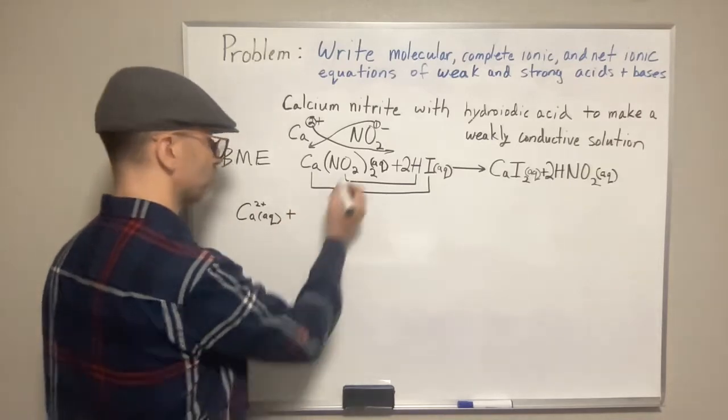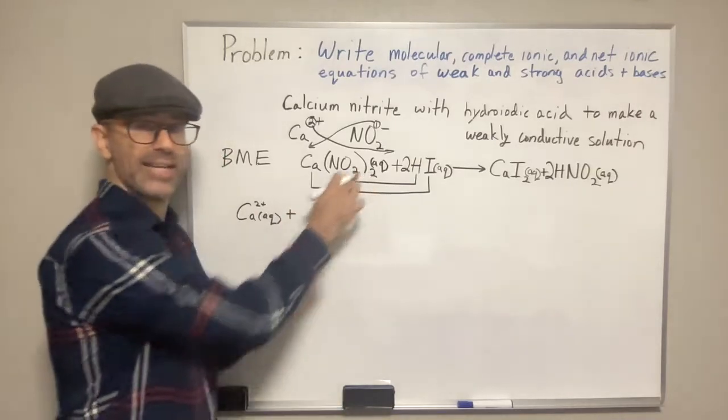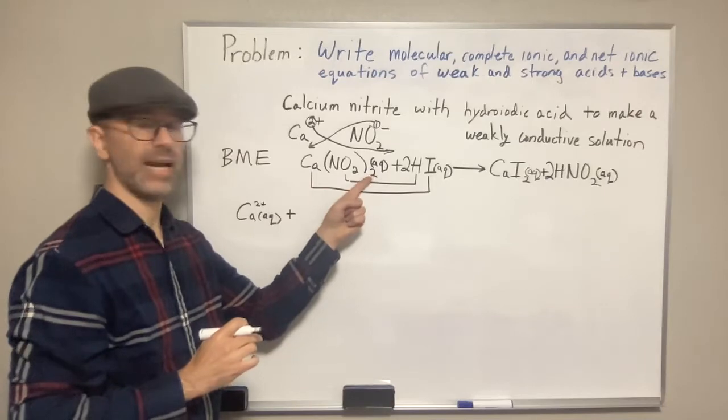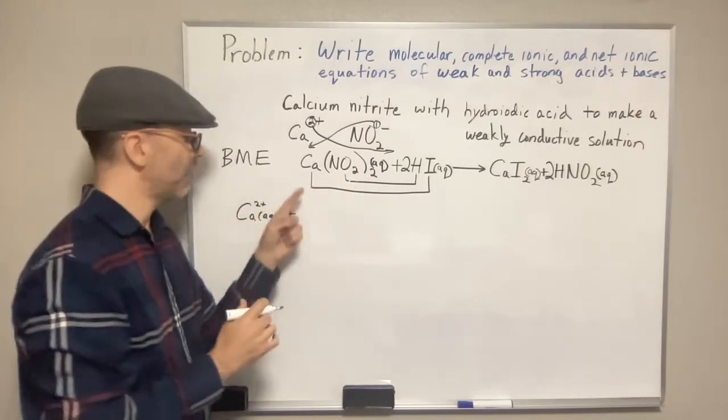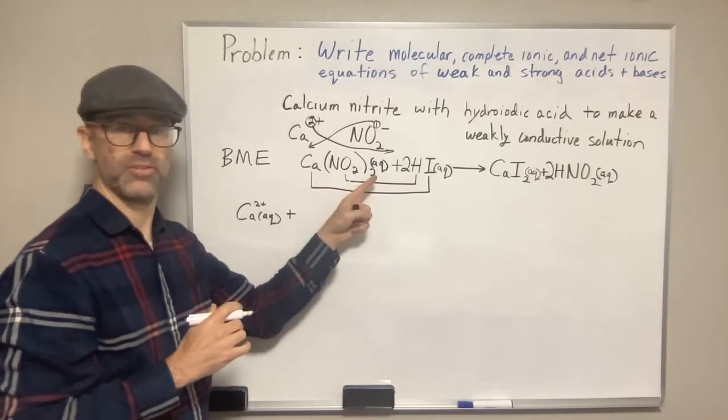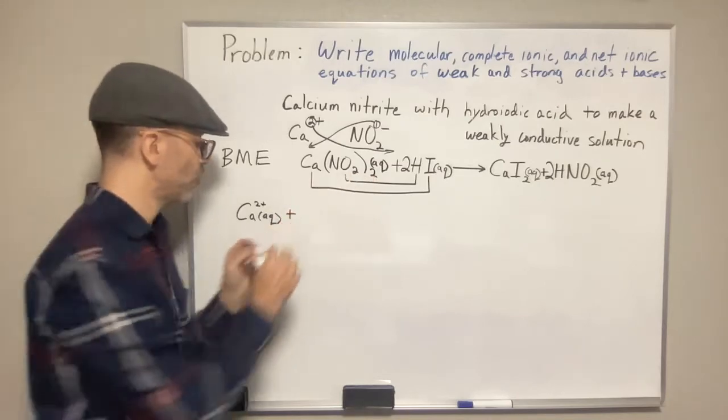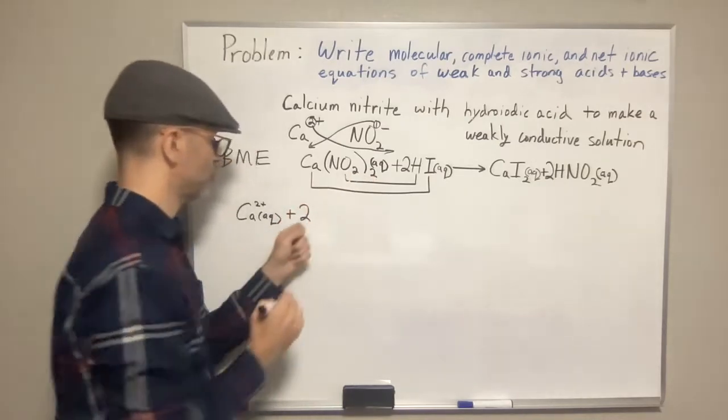So here, I have two nitrite ions. So the two nitrite ions are going to be separated. I'm not going to write the subscript. The subscript actually becomes a coefficient. So I'm going to write the coefficient 2.